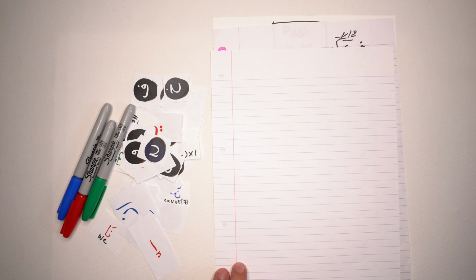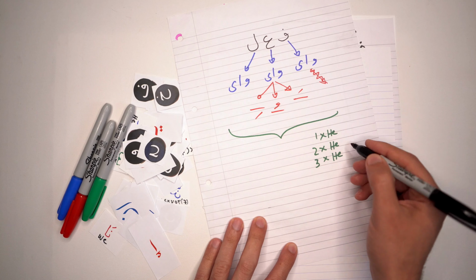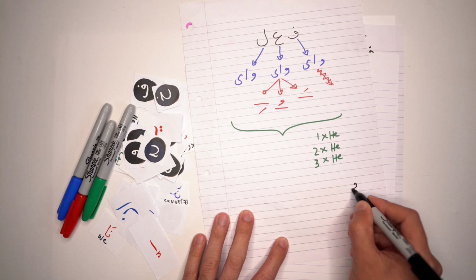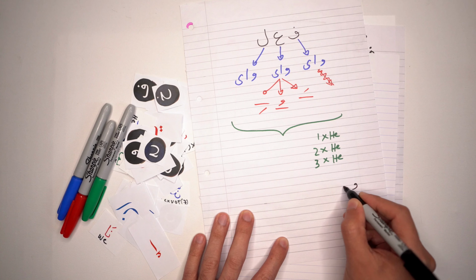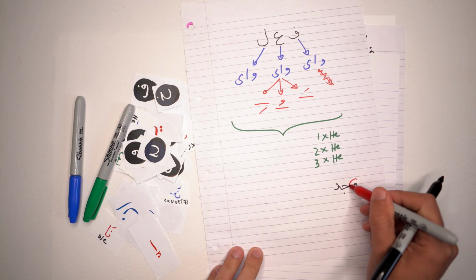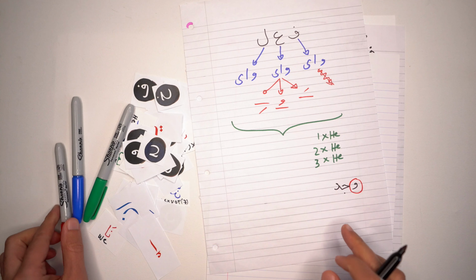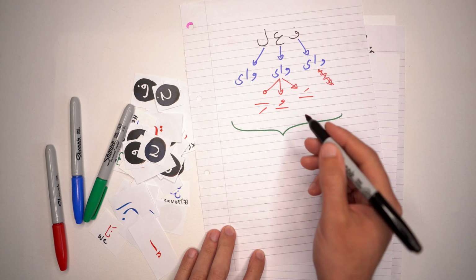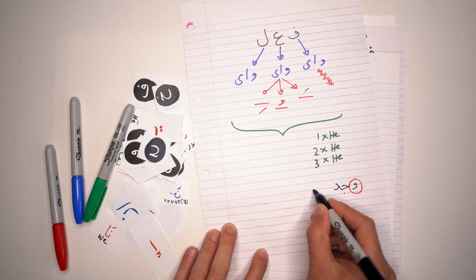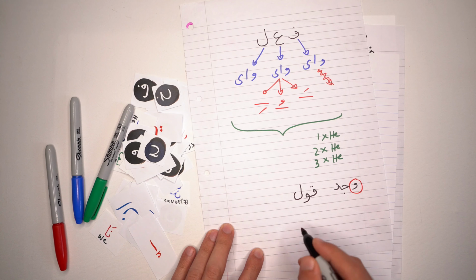For instance, if I draw at the bottom of this, if this fa becomes a wow, you might have something like wa, ja, da. Notice the wow here. This is an example of a wow. If you have fa'ala and the middle one is a wow, you might have something like qa, wa, la.